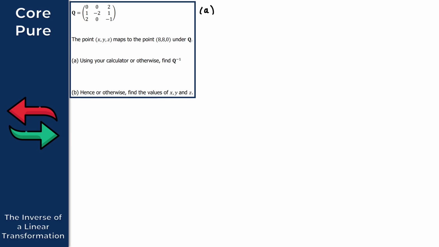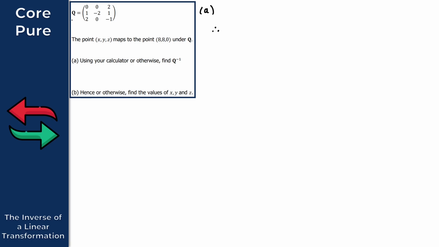So finding the inverse of a 3 by 3 matrix, compared to a 2 by 2 matrix, is far more time consuming. So if possible, please do use a calculator here in the interest of saving time. I definitely don't recommend doing it by hand. Okay, so nice and straightforward then for part A here.